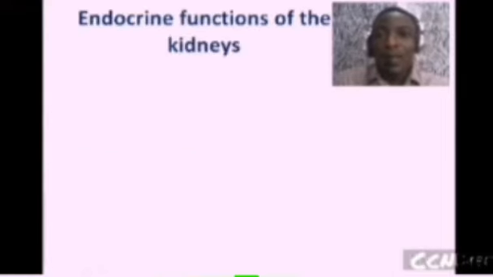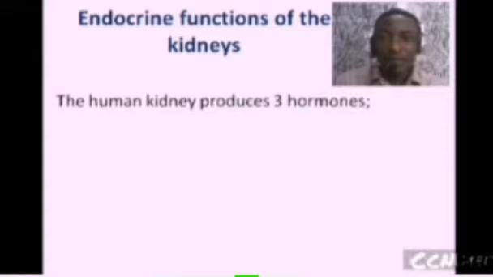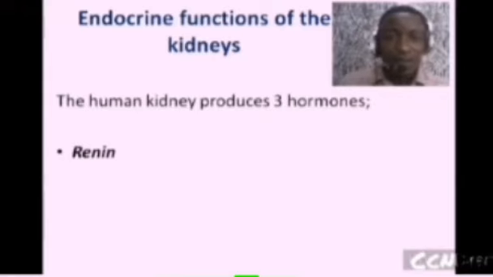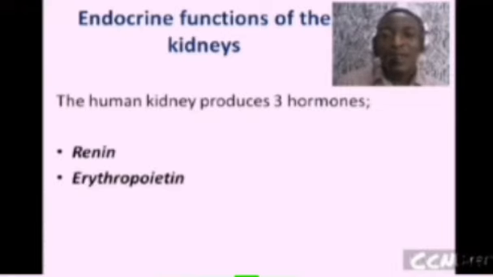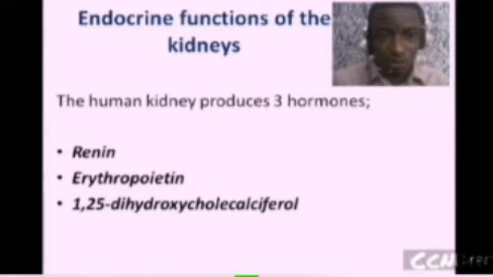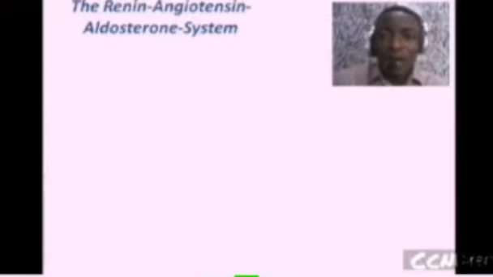Going forward, endocrine functions of the kidney. The human kidney produces 3 hormones. The first one is known as renin. Of course, I've been talking about renin ever since I started this lecture. Okay, the second hormone secreted by the kidney is erythropoietin. And the last one is 1,25-dihydroxycholecalciferol. These 3 hormones are secreted by the human kidney. Okay, and they have their specific and different functions. Let me show you. Now, we'll start with the renin-angiotensin-aldosterone system.